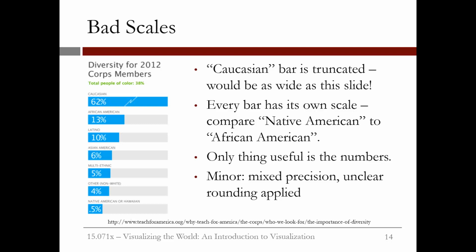The only useful thing about it is the numbers, but even there is a bit of confusion, as Native Americans are given to one decimal place, but the others are rounded, which when combined with the confusing scales, casts doubt on the correctness of the numbers.